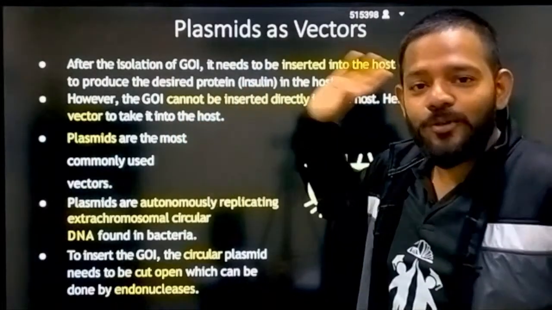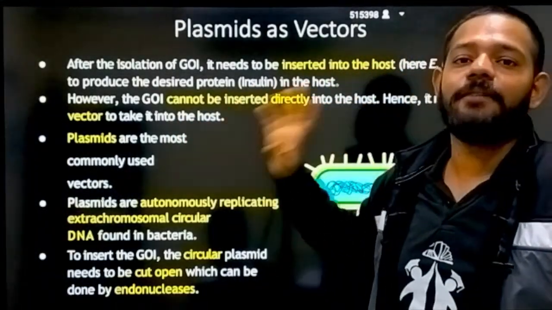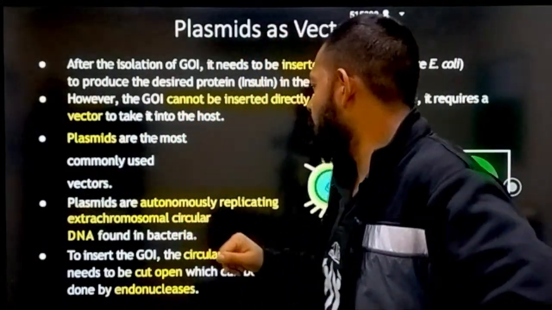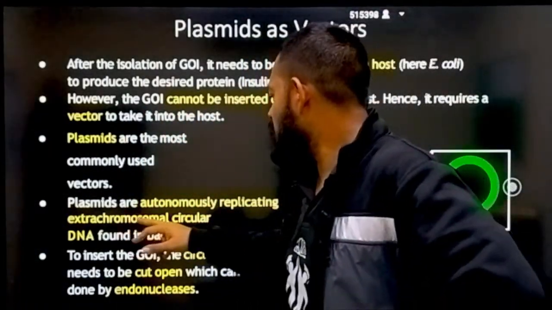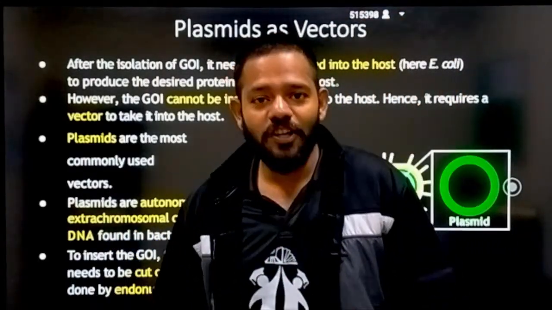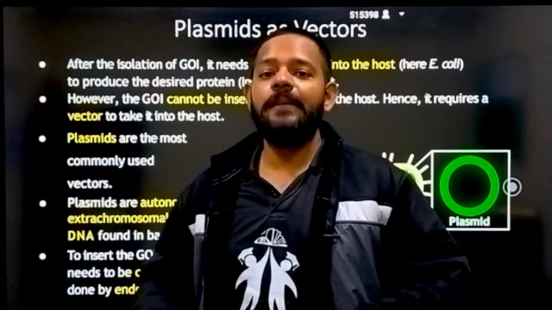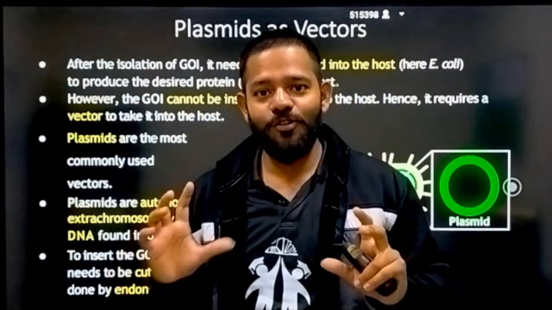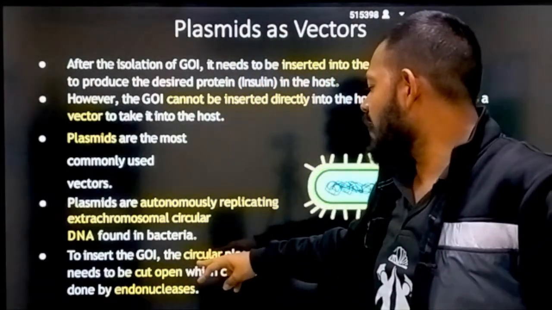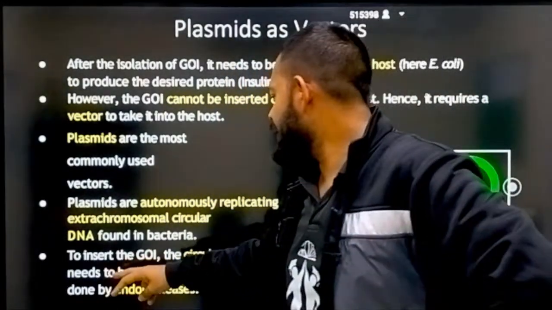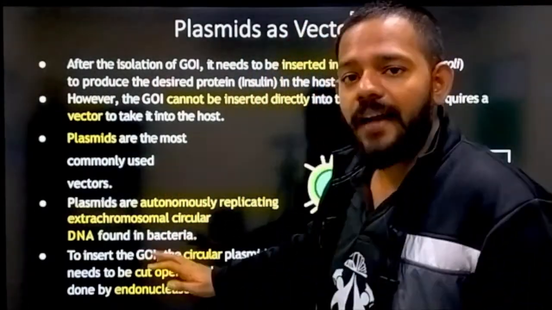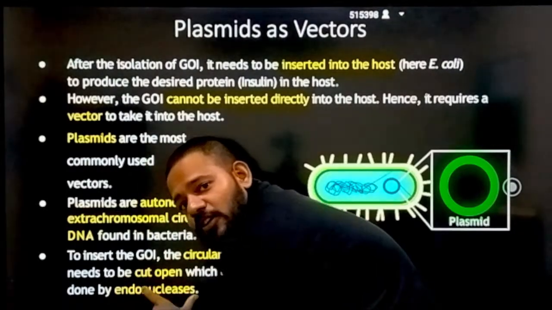Plasmids are the most commonly used vector in biotechnology. Plasmids are autonomously replicating extrachromosomal circular DNA found in bacteria, which replicate inside the bacterial cell. To insert the gene of interest, the circular plasmid needs to be cut open, which can be done by endonucleases. So in this part we are going to study about endonucleases.